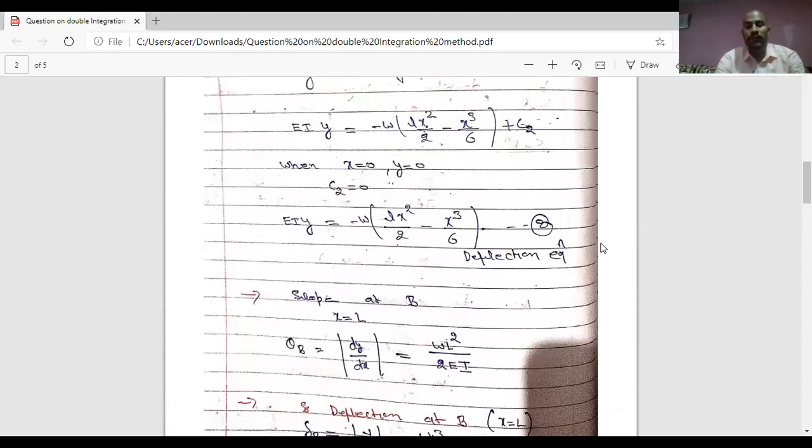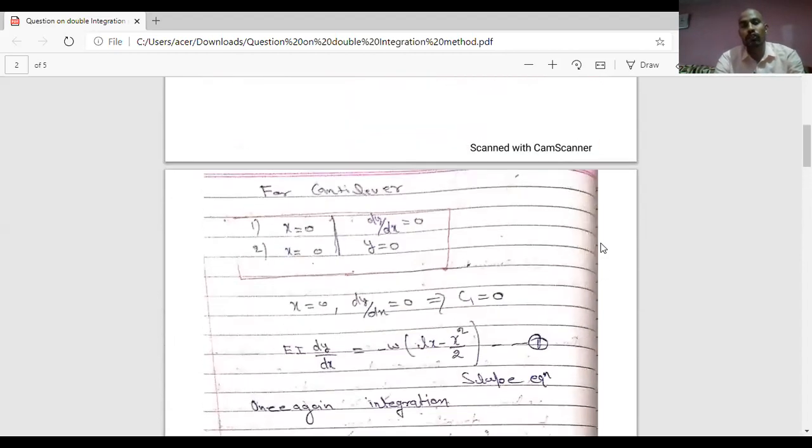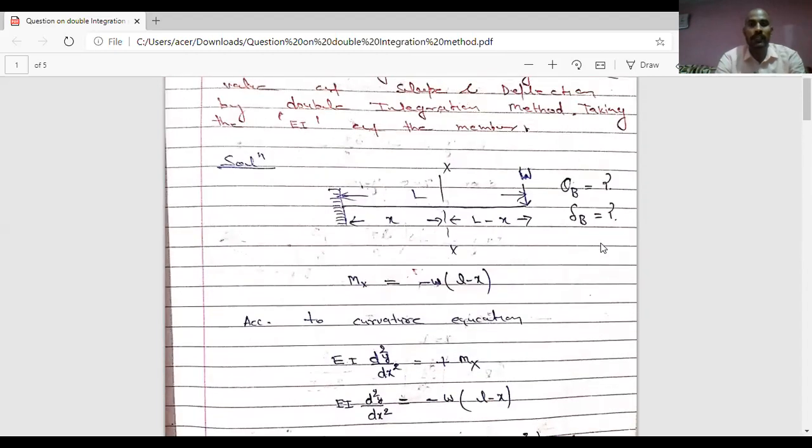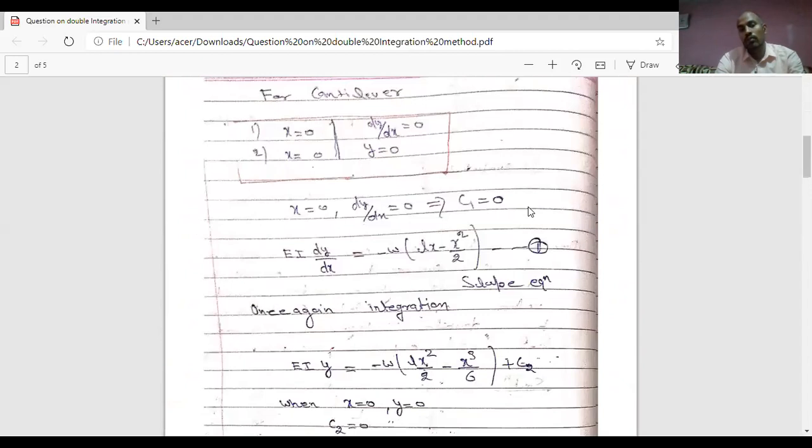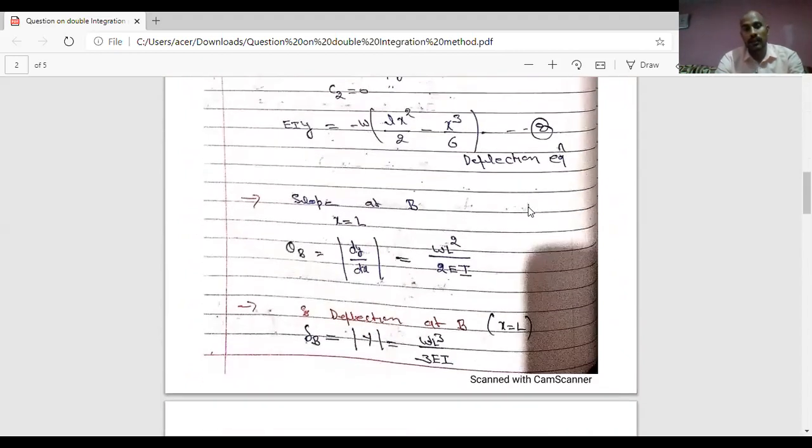In the question, we find the deflection and slope at A and B. At B means x equal to L. Here we find the slope and deflection, right? So now slope at B, x equal to L. Here theta B equals dy by dx modulus, equals WL square by 2EI.